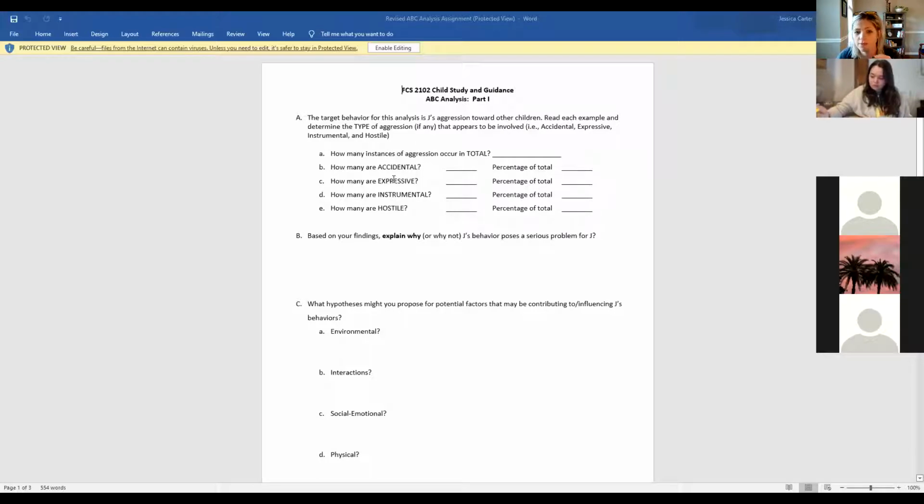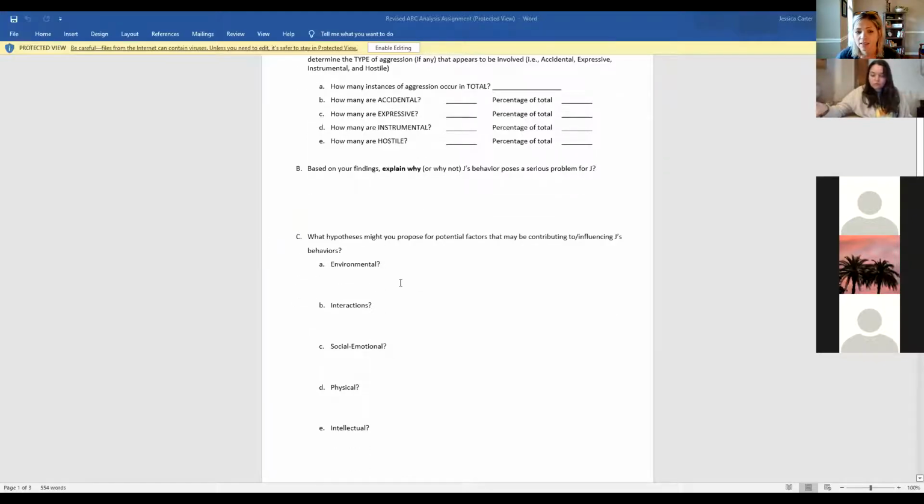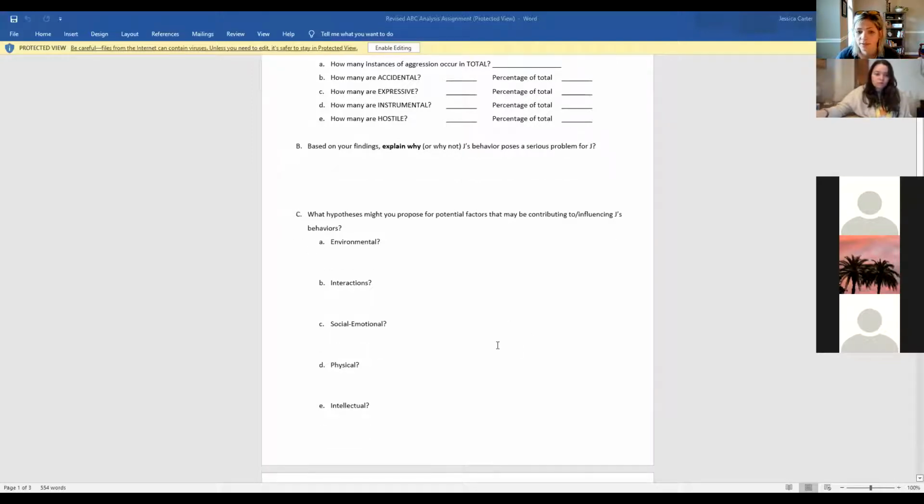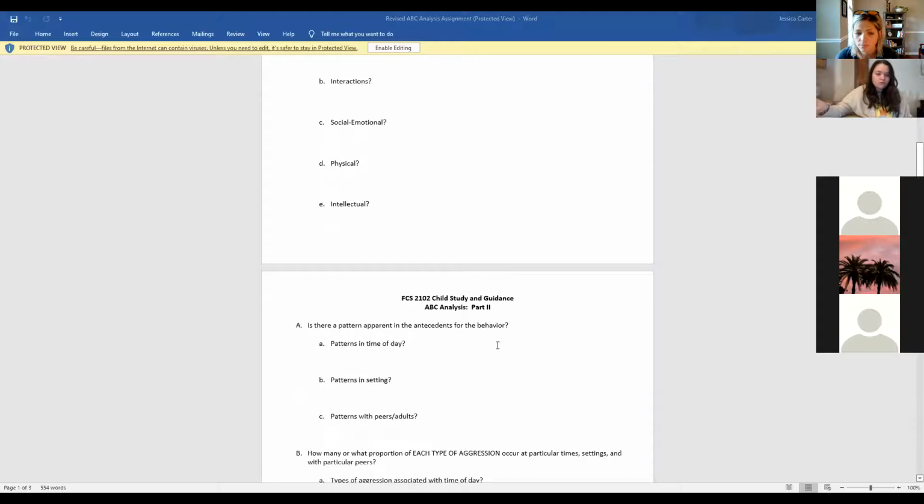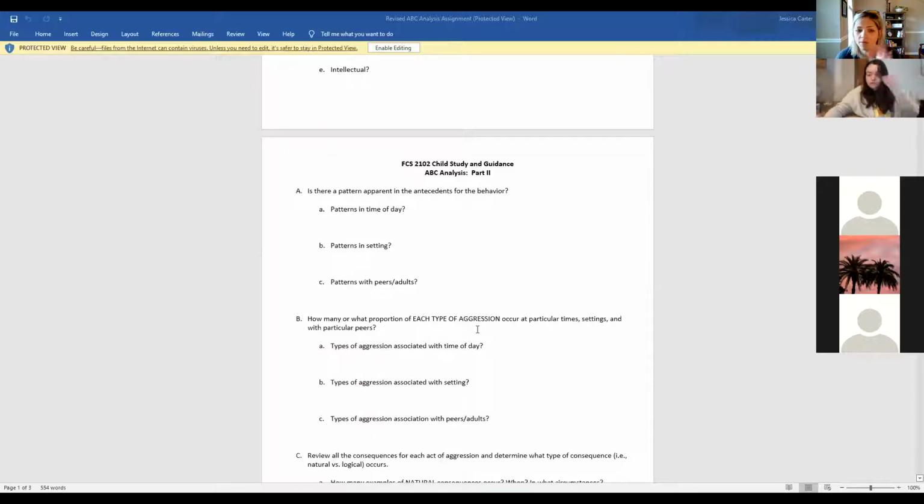So, combing through the document, figuring out what type of aggression we are noticing. Then based on the antecedent and consequence is how you'll look at letter C. You're going to develop hypotheses for what you think might be contributing to these behaviors. Why are these happening? That's mostly going to come from the antecedent, but also maybe the consequence.